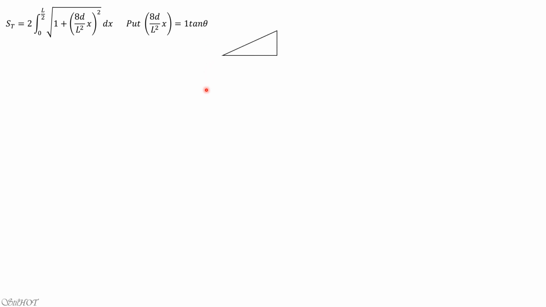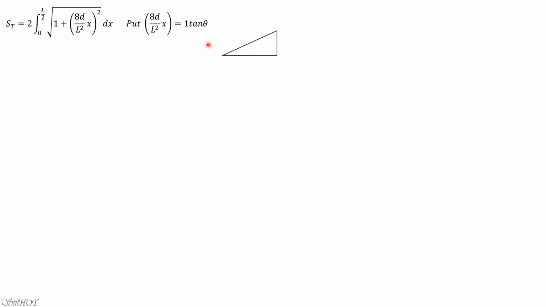So let's now move on to derive the exact formula for computing the length of the cable. So let's go back to the original expression, 2 integral 0 to L over 2 of square root of 1 plus 8b over L squared x squared dx. Then we put the variable, which is 8b over L squared x, as u equals a tangent theta, and a is 1, remember? Then differentiating with respect to x, so 8b over L squared dx is derivative of tangent, which is secant squared theta times differential of theta.